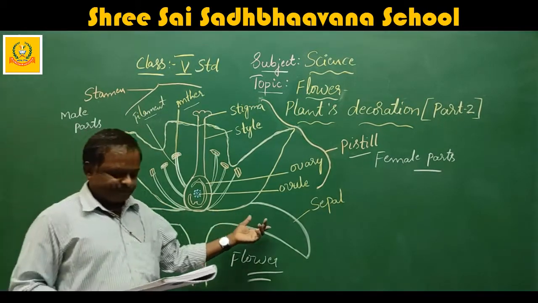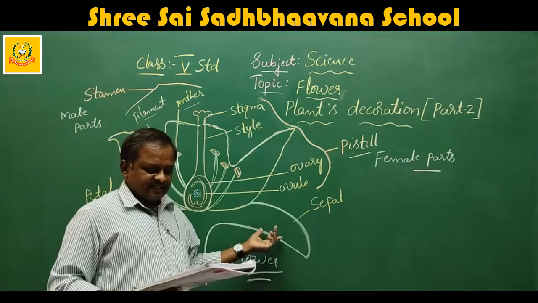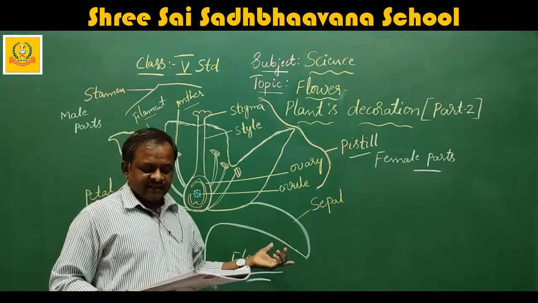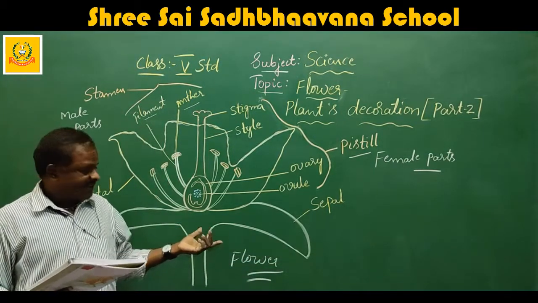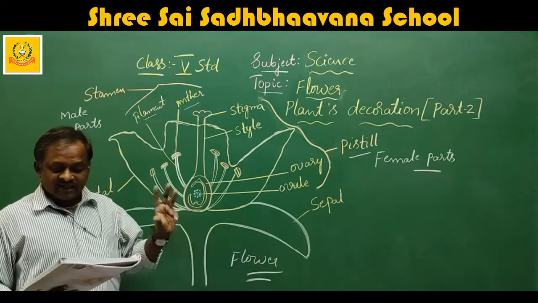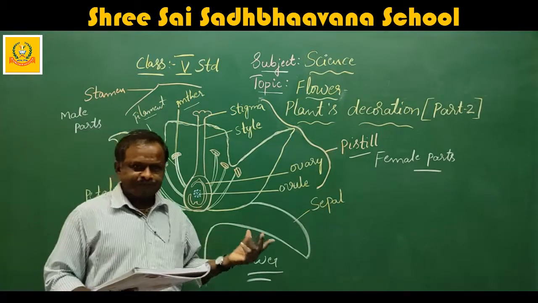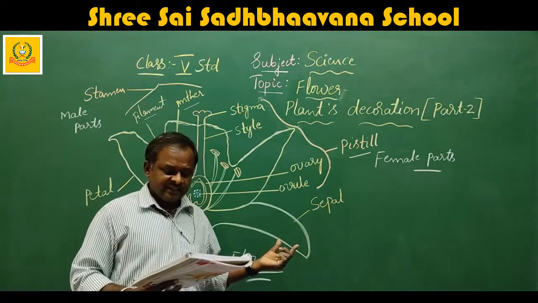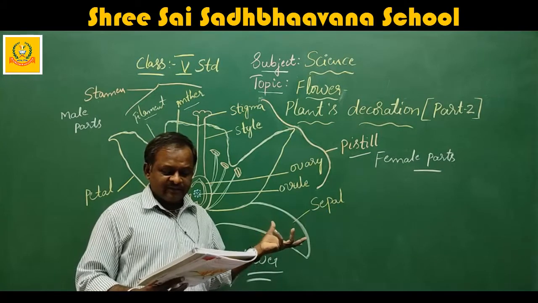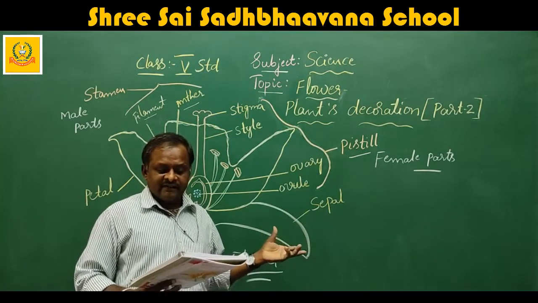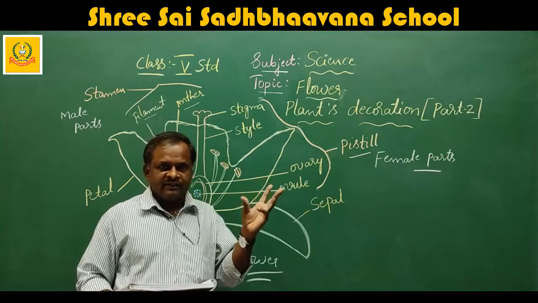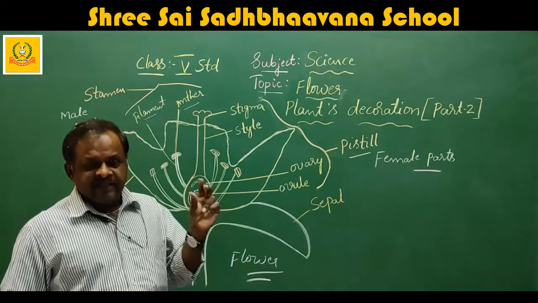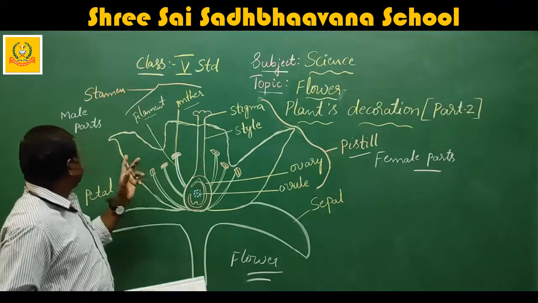Next, sepal. What is this? The sepals are the green and small parts that have a leaf-like structure at the base of a flower. They cover the outside of a flower bud, protecting the flower before it blooms. When it is in the form of a bud, the sepals protect it.